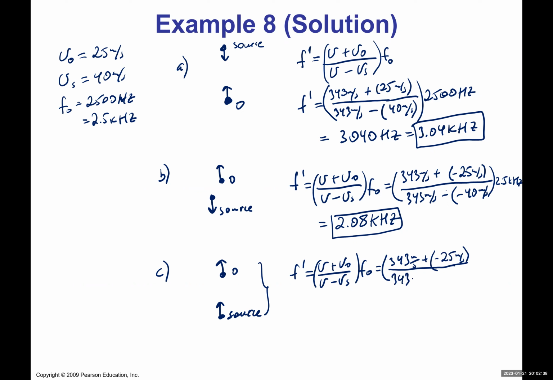Then here, 343 meters per second, minus. Then I look at the source. Well, the source is moving toward the observer, so its velocity is positive, so 40 meters per second. This whole thing times 2.5 kilohertz. The answer then will be 2.62 kilohertz. Again, this is while both of them are moving northbound, but the police is behind the driver, and moving toward the driver.